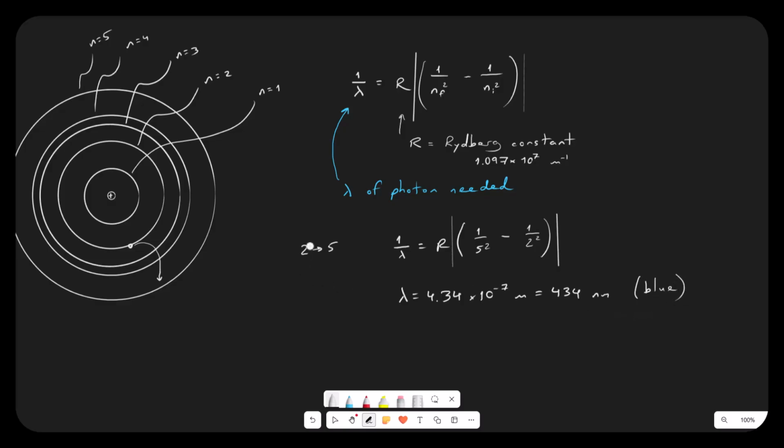So in jumping from the n equals 2 to the n equals 5 level, I have to absorb some light. When I talk about absorbing light, I'm trying to treat light as a particle, so I'm going to absorb a particle of light, which we call a photon. A photon has a frequency and a wavelength and an energy. I would like to absorb a photon with a wavelength of 434 nanometers. When I do that, I get exactly the right amount of energy to jump from 2 to 5.